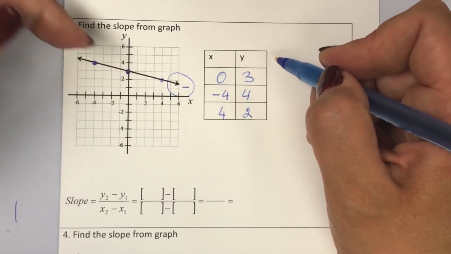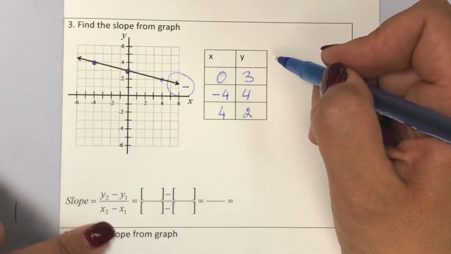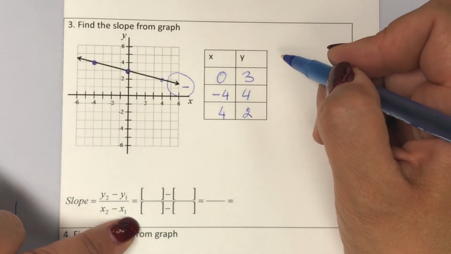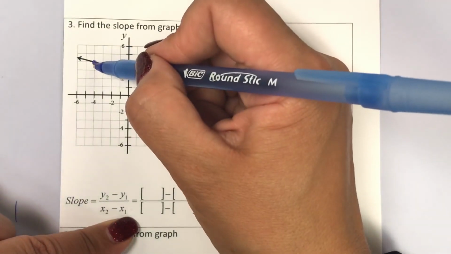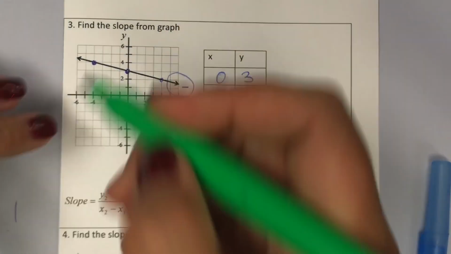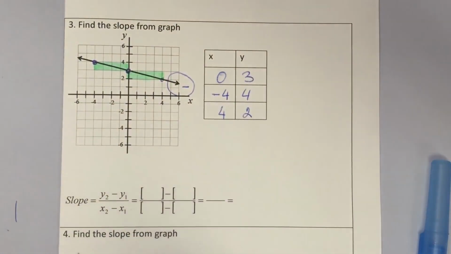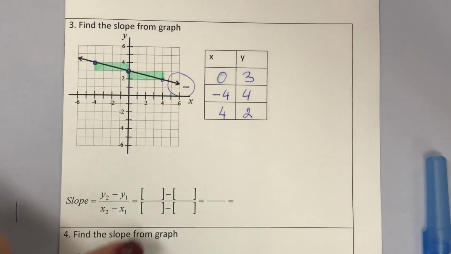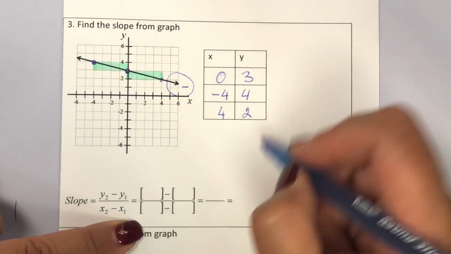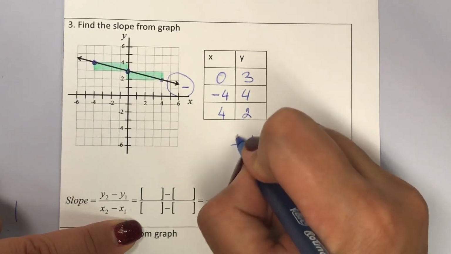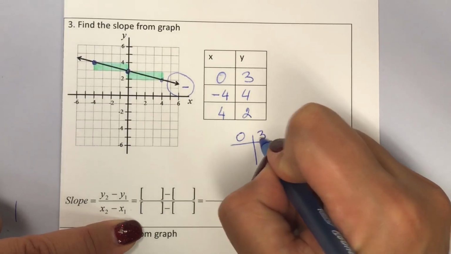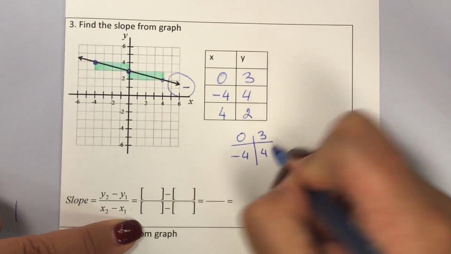From here you can read the ratio and you can use any 2 points to confirm that ratio. So let's say if I was to read it off the graph, I would say this is negative 1/4. Let's see if that works. So pick any 2 points from the chart. Let's say the first two, 0, 3 and negative 4, 4.